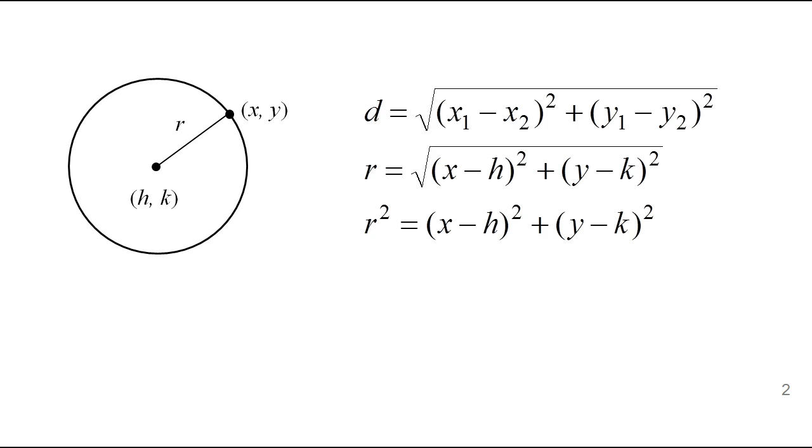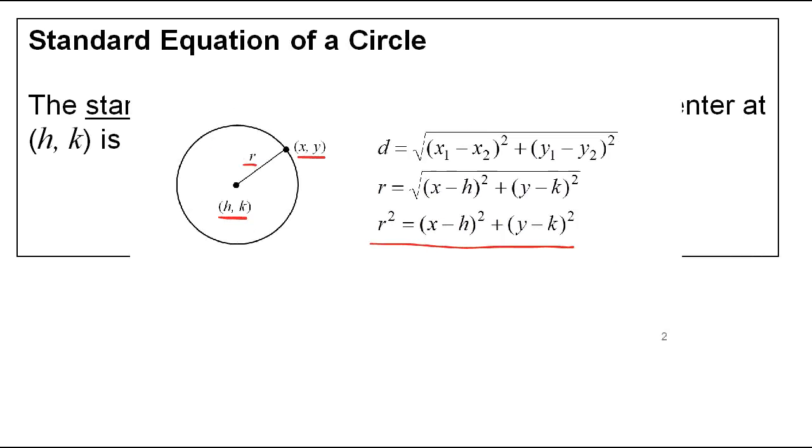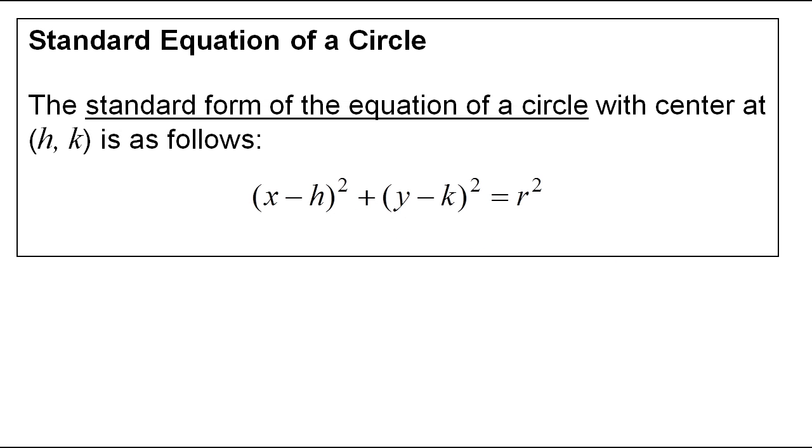To get an equation for a circle, we take the points x, y and the point h, k and the radius r, and we put them in the distance formula. And if I square both sides of the second equation, this is what I get for the equation of a circle. So here's the official standard form of the equation of a circle.